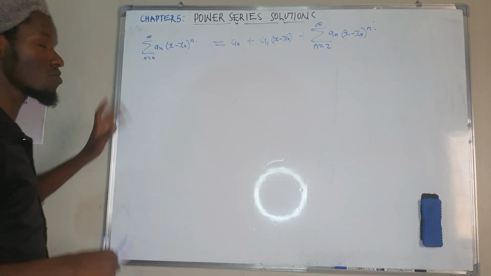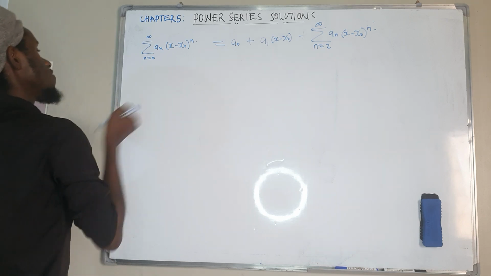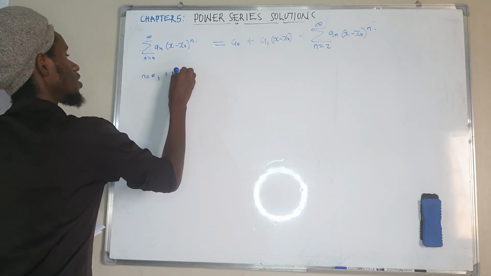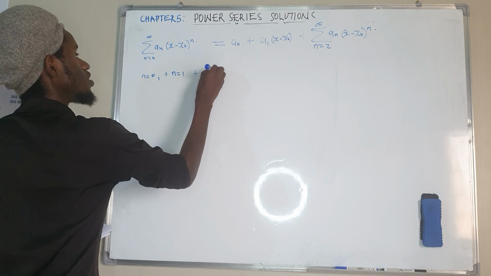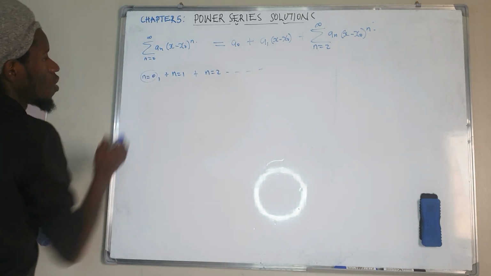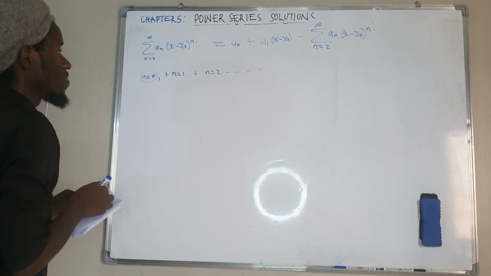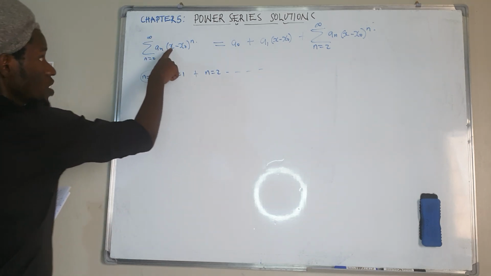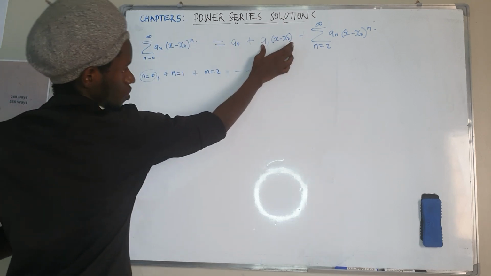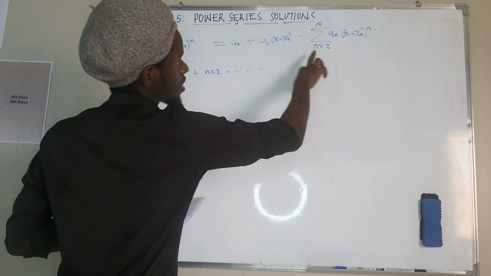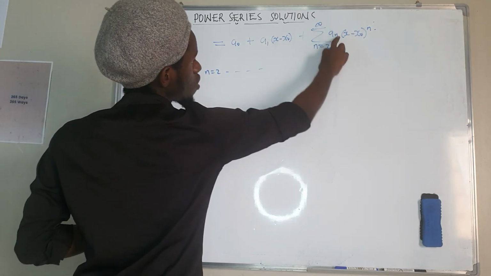Now when n is 1, remember we shall use different values of n. I have the term when n is 0, plus when n is 1, plus when n is 2, then up to infinity. When n is 0, I have a_0. Then when n is 1, I have a_1 times (x minus x naught) to the power 1, which is this one here. Now beginning from n equals 2 up to infinity, I just write the summation from n equals 2 up to infinity of this series.